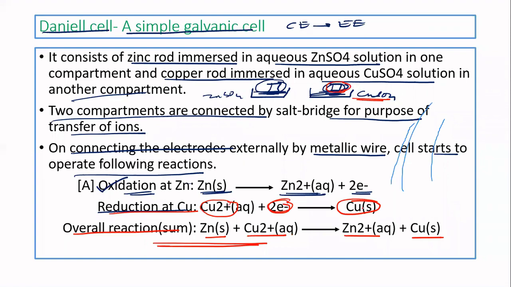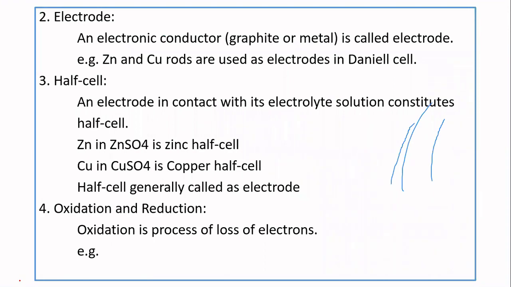So here the transfer of electrons from one compartment to the other compartment has taken place. You can easily understand. Then the next term is electrode. It is important. An electronic conductor, it may be graphite or metal, is called an electrode. So zinc and copper rods are used as electrodes in Daniel cell.